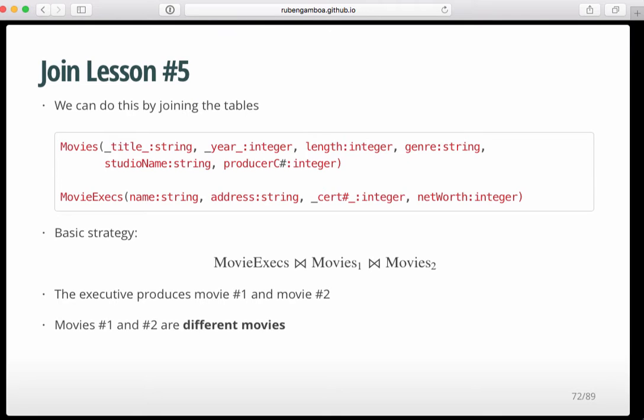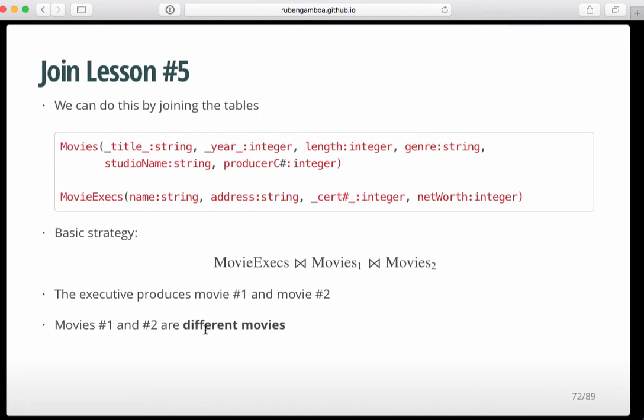And the special trick is that we're going to join MovieXX not with movies, but with 2 copies of movies. And here I'm simply calling them Movies 1 and Movies 2. So we'll join MovieXX with Movies 1 and Movies 2. And when we join, we have to have conditions such that the executive produces Movies 1 and produces Movies 2. Okay, that's trivial. I'm sure you can do that.